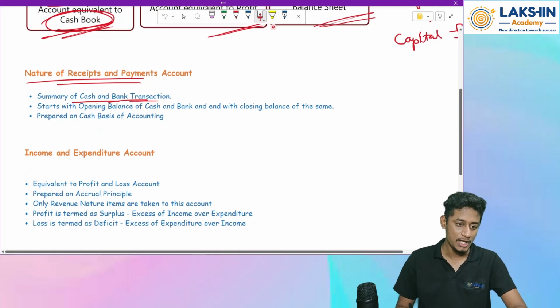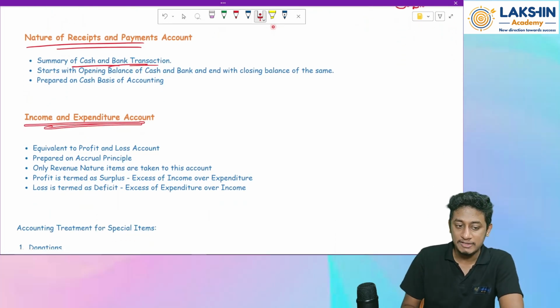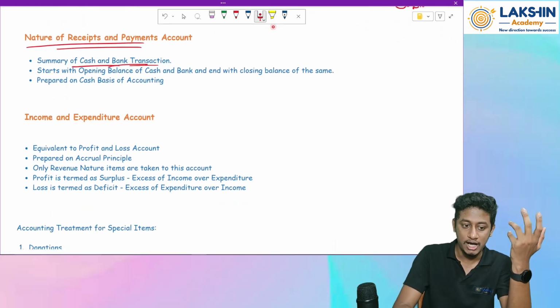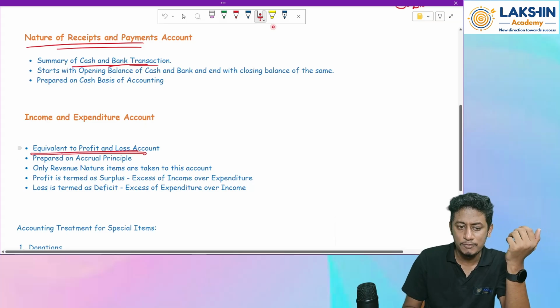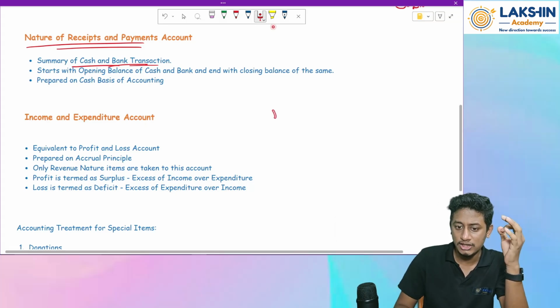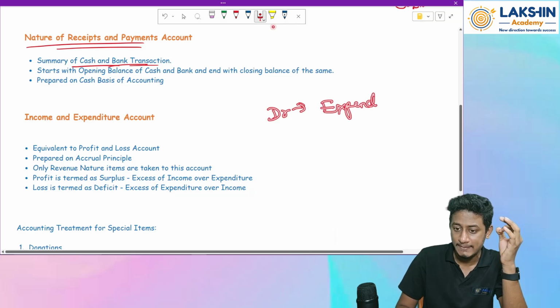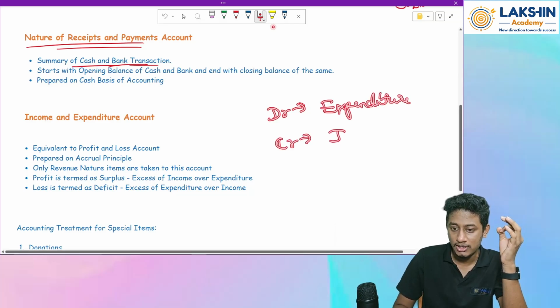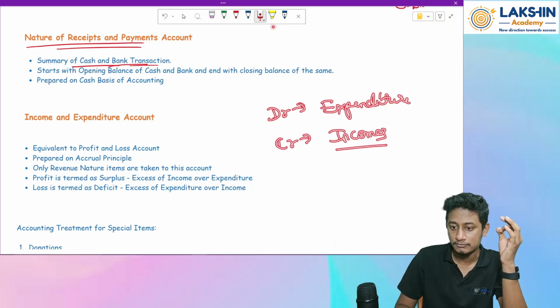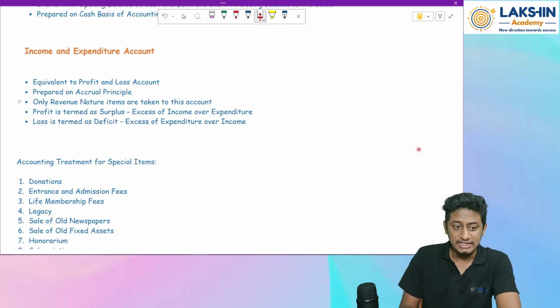Clear? Okay. Next, we have income and expenditure account. Now, what is income and expenditure account? Again, it is exactly equivalent to your profit and loss account, where on the debit side you write all the expenses, or in this case we call it expenditure. Then on the credit side we write something called incomes. Clear? This is prepared on accrual basis.